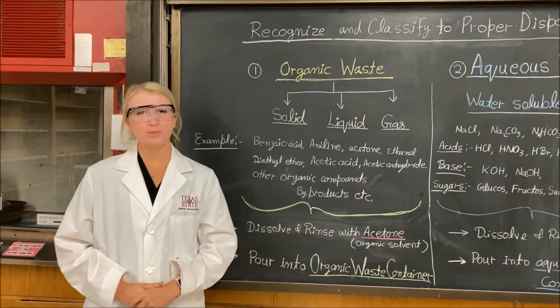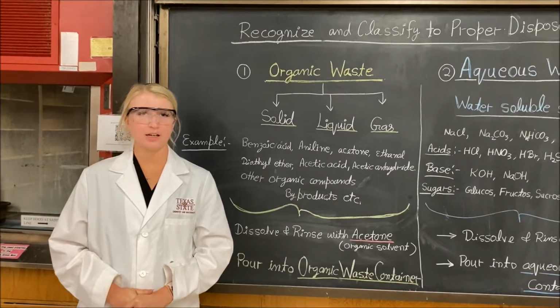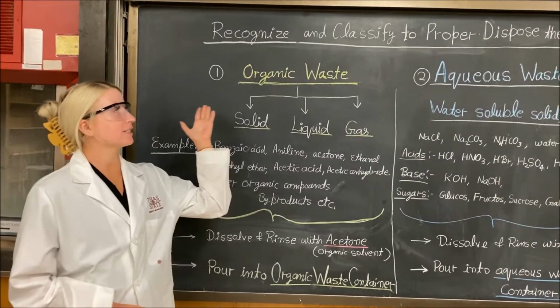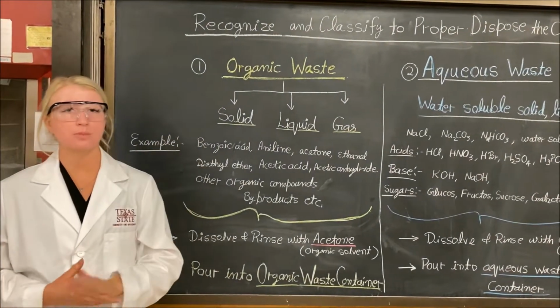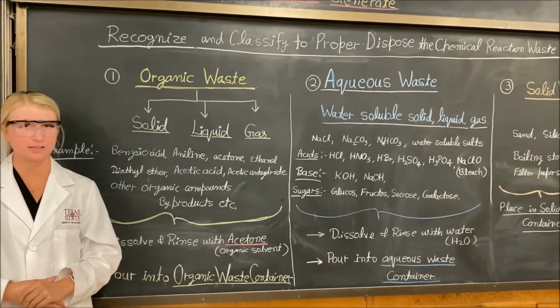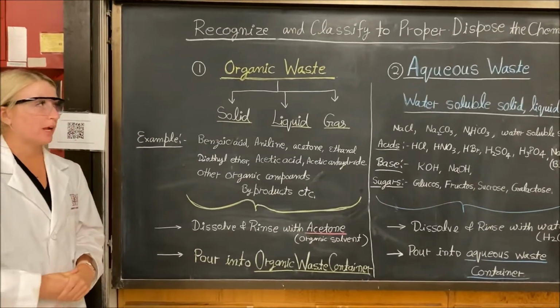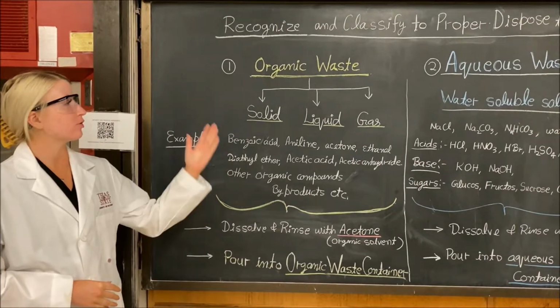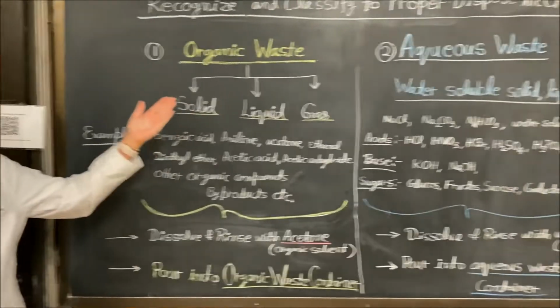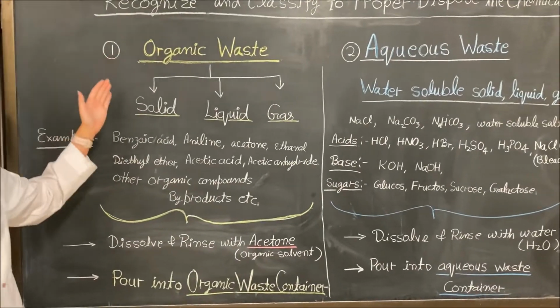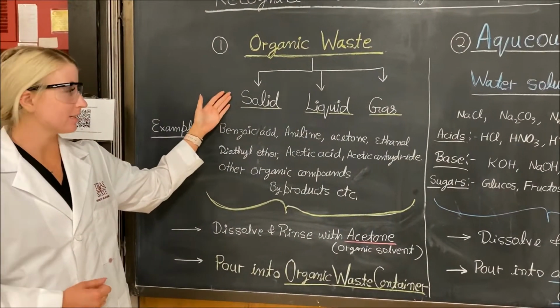So for our environmental and health safety, it is important that we know to recognize and classify how to properly dispose of chemical reaction waste. So some of the main waste that you'll generate is organic, aqueous, and solid. So for organic waste, this can be solid, liquid, or gas.